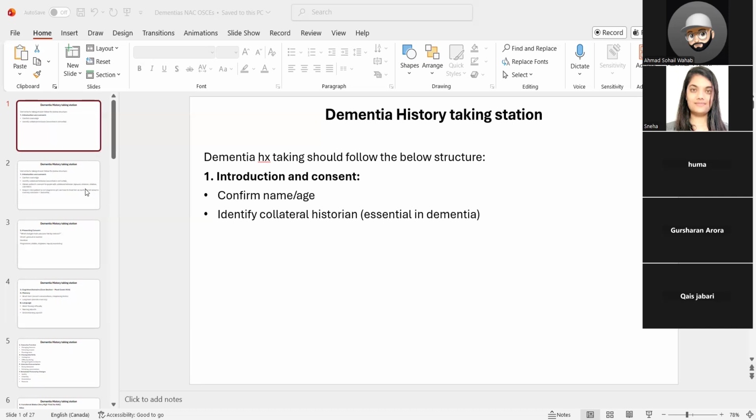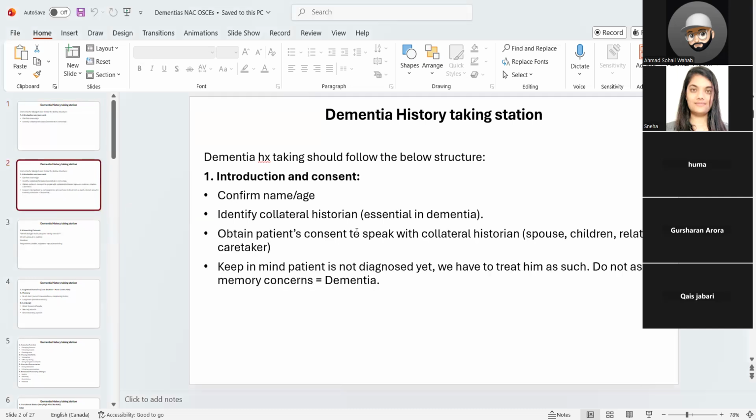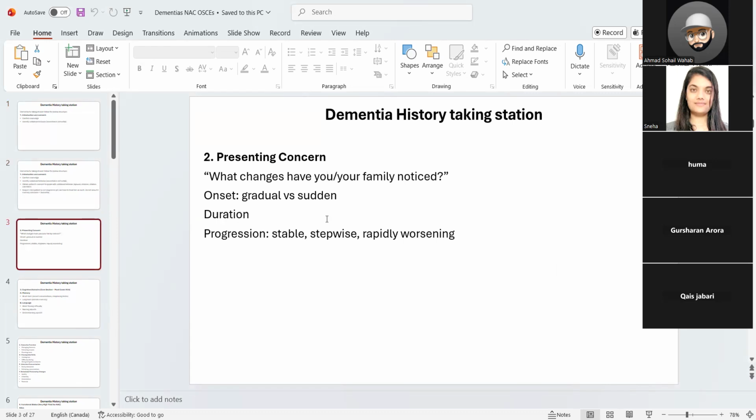All right. Once you have introduced yourself and gotten consent from the patient, we move on to the concern. So what is the patient's concern or the family's concern? Does the patient feel they have memory issues, or is it the family who noticed the patient forgetting things, repeating themselves, asking the same question over and over again, forgetting about faces, getting lost in their own neighborhood?